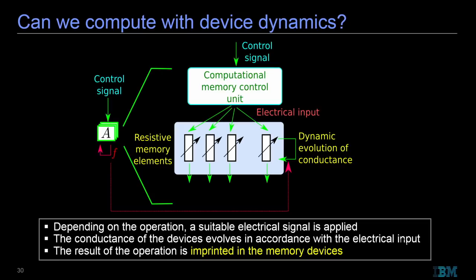So this is the vision here. We have a whole bunch of memory devices sitting there. You want to perform an F of A operation on those devices. So what you do is you apply an electrical signal to all these devices. And the idea is that the conductance of these devices now evolves in accordance with this electrical input, and somehow the result of the computation gets imprinted on the memory devices. That's the whole idea. That'll be really cool.